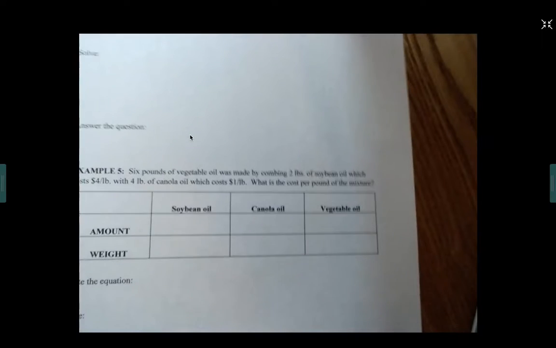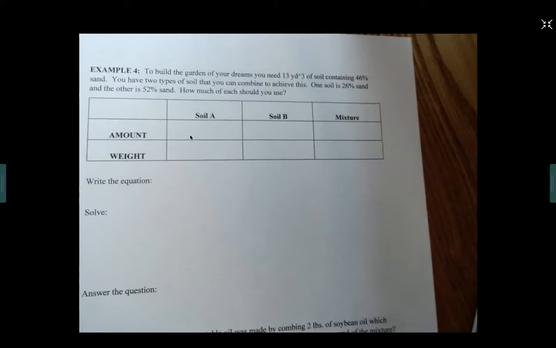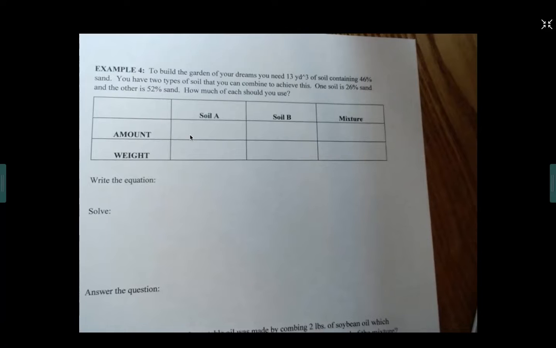Another example is a garden. We're going to build a garden, our dream garden. We need 13 cubic yards, okay? So that's a volume, cubic yards of soil containing 40% sand. Now we have 2 types of soil on hand that we can combine to get this. One is 26% sand, and the other is 52% sand. So how many of each should we use?